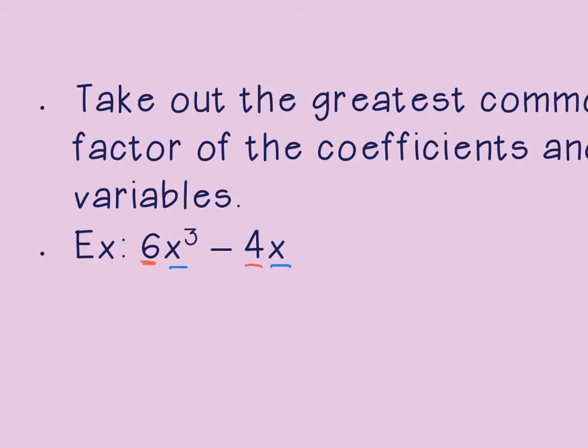Notice they both, if I look at 6 and 4, I know there's a greatest common factor of 2. And I can see that they both have an x, so they also have an x in common. And now what I do here is I divide both of my terms here by the GCF. So I'm going to divide this one by 2x, this one by 2x, and then in the parentheses here, I'm writing what I get when I divide.